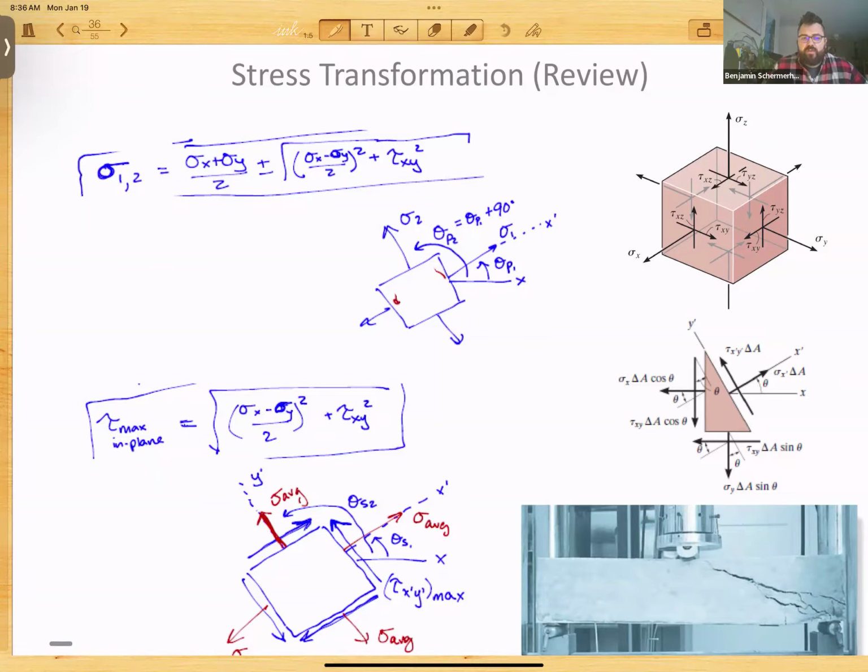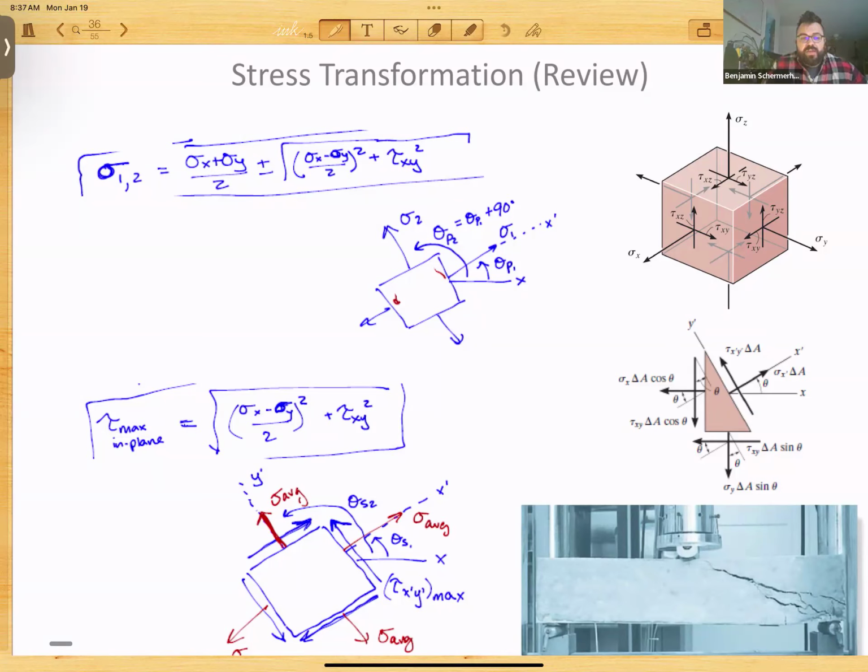So we have two possible values, or two principal stresses, sigma 1 and sigma 2, representing the x and y direction respectively on our rotated element through an angle of theta p1, basically to get to that angle of maximum stress. How much do we have to rotate to get to the maximum stress orientation?